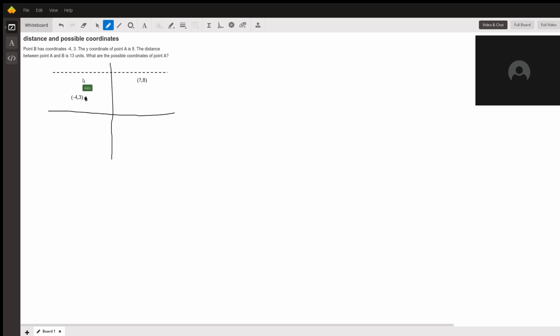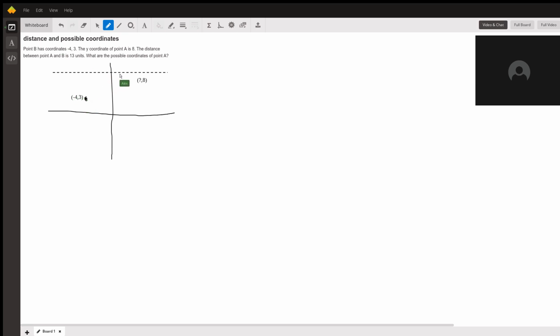Since we don't know the x coordinate, A can be anywhere on this line of y equals 8. So I just put a line there. We know that the distance between A and B is 13, which means that from A to B, wherever it is, it's going to be 13 away, which means it's going to be a diagonal. What you might also notice is that it can be in two directions.